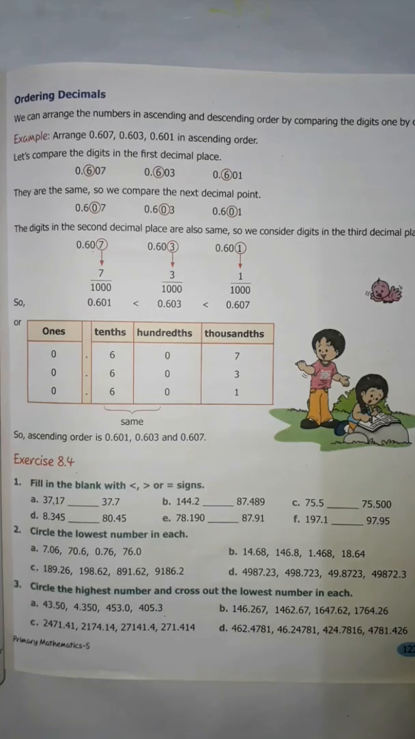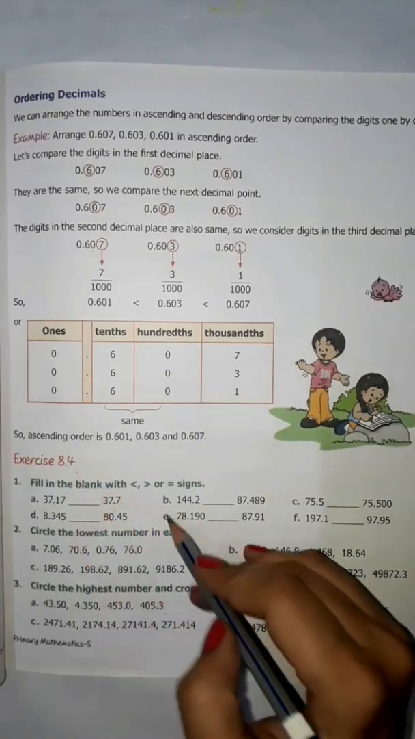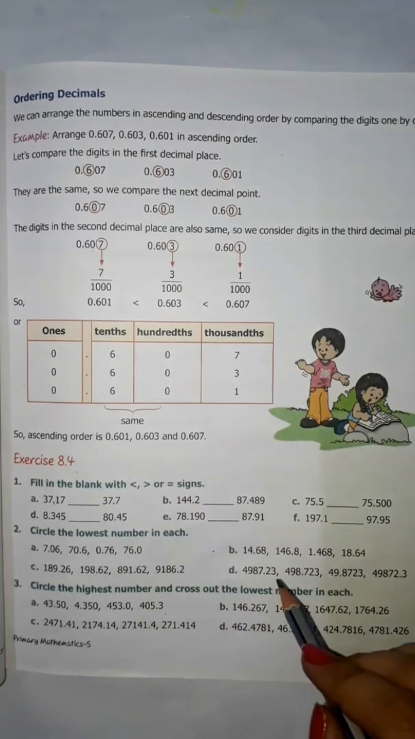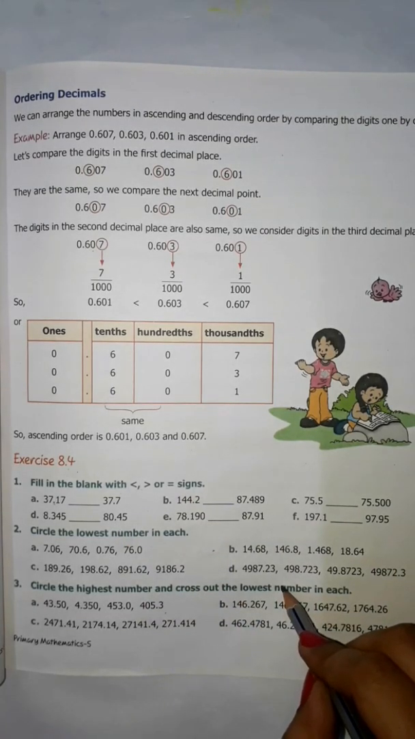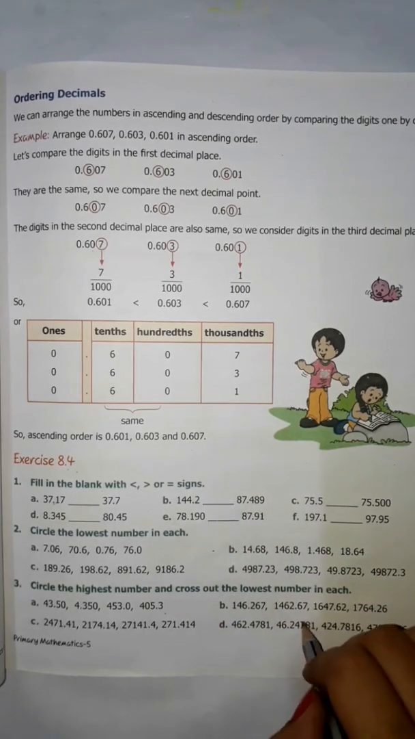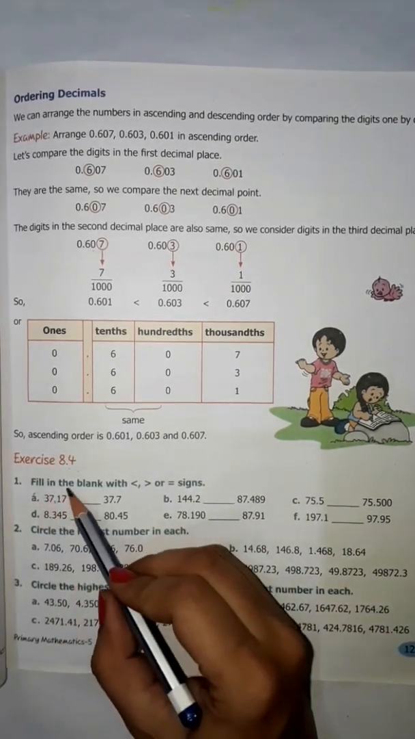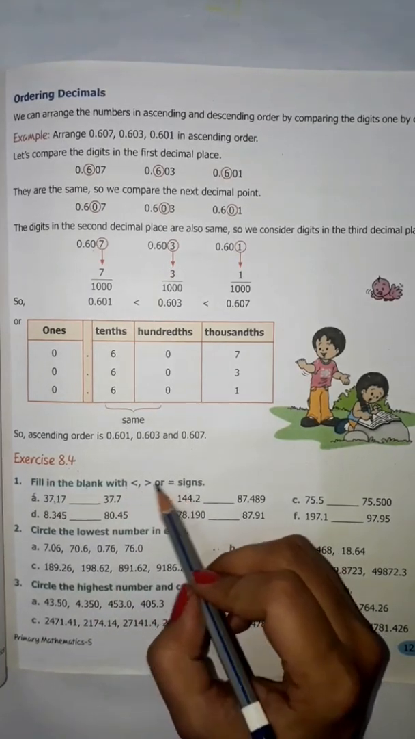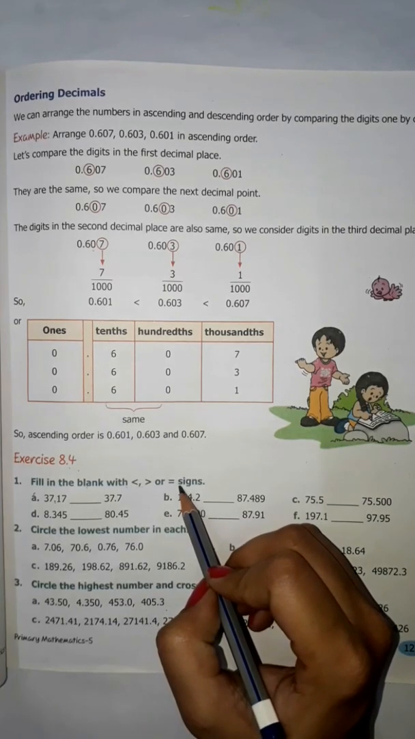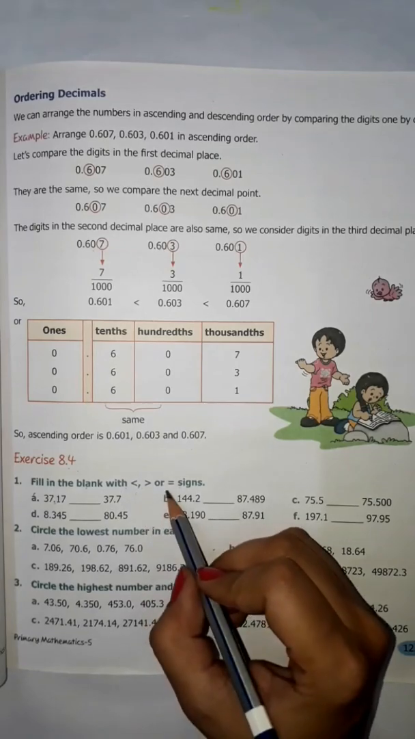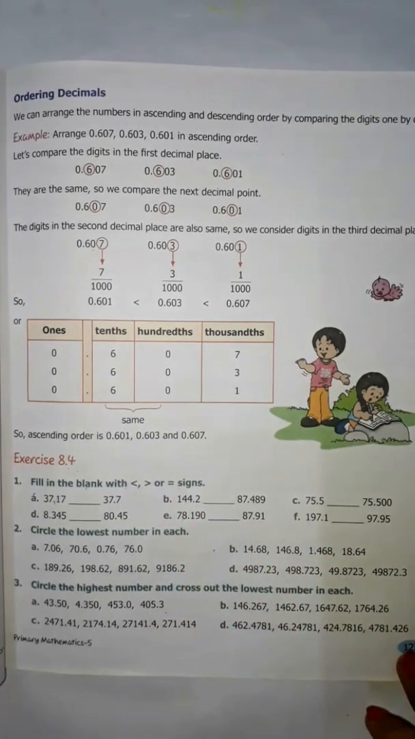So, with today's session, I am going to explain exercise 8.4. Children, this exercise is based on exercise 8.3. The topic was like and unlike decimals. The same we are going to repeat here. See question number 1. Fill in the blank with these signs. You know, we use these symbols, these signs, to compare two numbers. So these decimal numbers we are going to compare and we will use these signs. So let's see the register work.